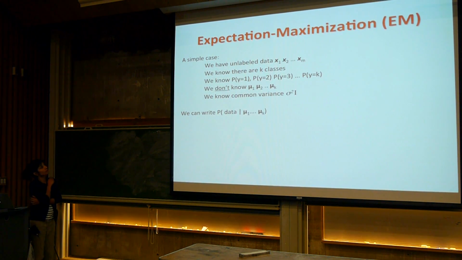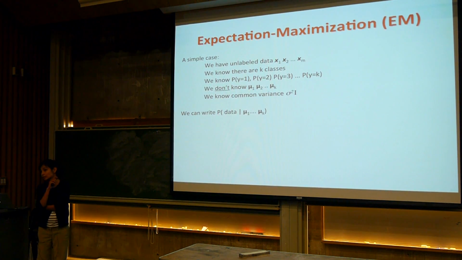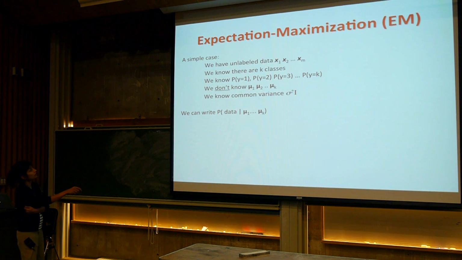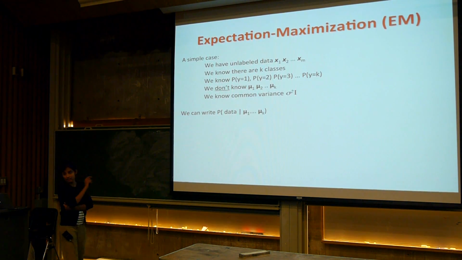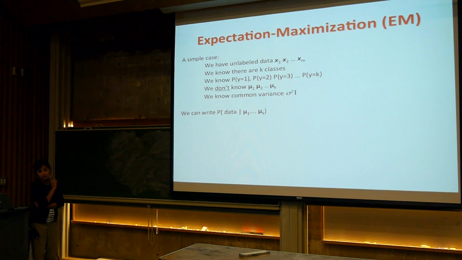So let's start with a simple framework where we say that we know some of the things. We're not trying to estimate all the parameters. Let's say we have, again, our M data points. There are K classes, and say we even know the prior probabilities of each class. And we know that each class has a common covariance, which is just sigma squared I. A very simple setting. We don't know the means, so we are only trying to estimate the means of each of the components.